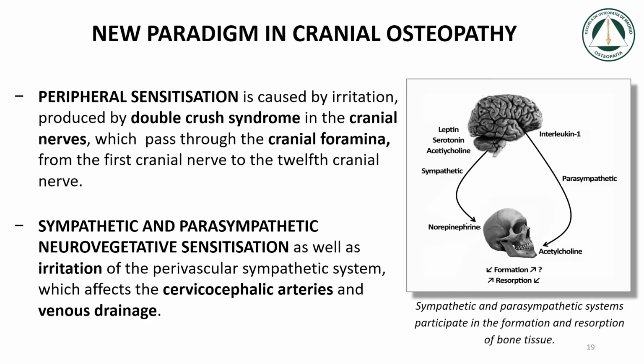Peripheral sensitization is caused by irritation, produced by double crush syndrome, in the cranial nerves, which pass through the cranial foramina, from the first cranial nerve to the 12th cranial nerve. We may also observe sympathetic and parasympathetic neurovegetative sensitization, as well as irritation of the paravascular sympathetic system, which affects the cervicocephalic arteries and venous drainage. The diagram on the right shows how the sympathetic and parasympathetic systems participate in the formation and resorption of bone tissue.